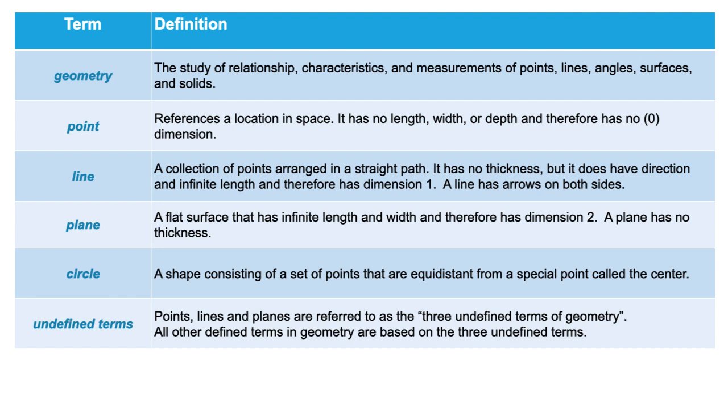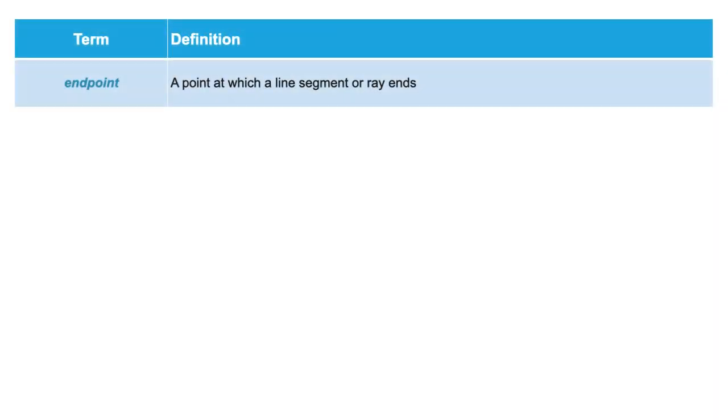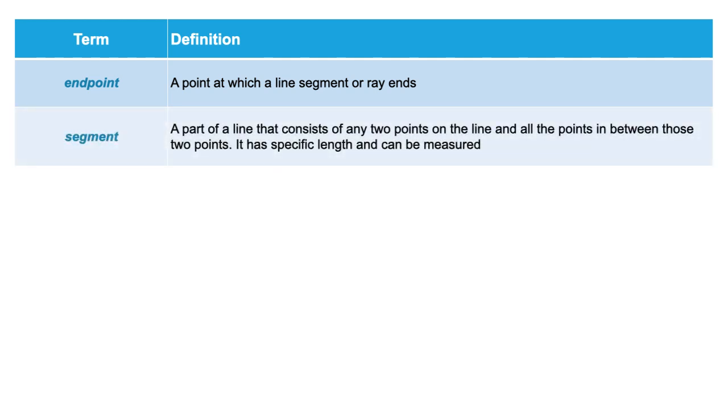Let's start with the word ray. A ray is a part of a line that extends infinitely in one direction. Let's continue with our definitions. Endpoint: a point at which a line, segment, or ray ends. A segment is part of a line that consists of any 2 points on the line and all the points in between those 2 points. A segment has specific length and can be measured.